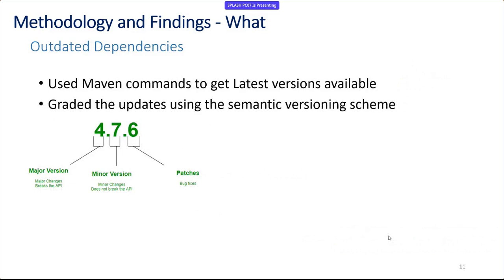Then to look at how many of these dependencies are up to date, we used Maven commands to get the latest versions that were available for these Maven libraries. And to create these updates, we use a semantic versioning scheme, which says that if you change the leftmost number, it will be a major version update, which can introduce breaking changes. But if you update the middle or the rightmost number, it will be a minor or patch update, which ideally should not contain any breaking changes when you update these versions.